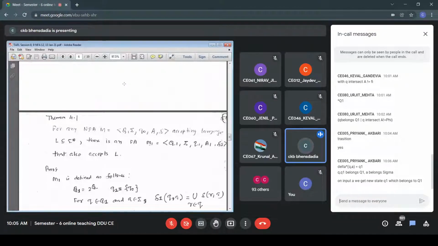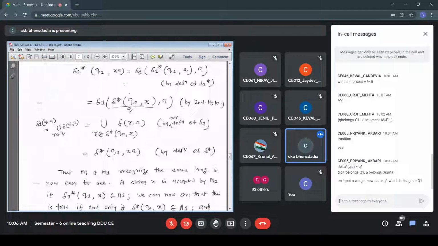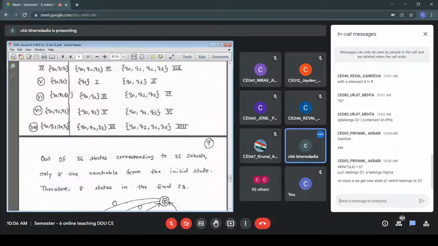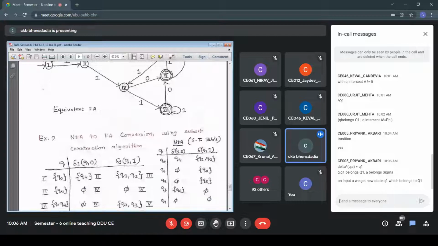Ultimately it becomes like this. For q belonging to capital Q1, A belonging to sigma, delta 1, we are defining this for DFA. Small q is the subset, q belongs to capital Q1, and capital Q1 is a set of subsets. For every r belonging to q, where q is my subset containing states such as q1, q2, q3, r will be q1, then q2, then q3 in our example. Then we applied the transition function of NFA. We looked into the table of NFA.